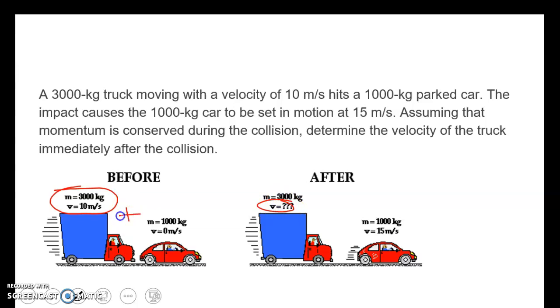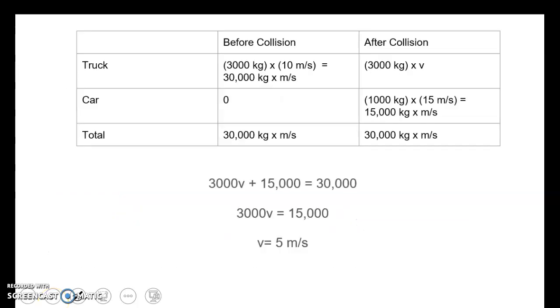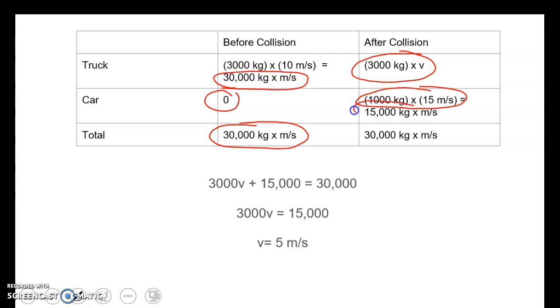Again, momentum before equals momentum after. I make a chart and fill out what I can. The truck's mass times velocity gives me 30,000. The car standing still is 0. 30,000 plus 0 is 30,000. After the collision, the truck, I don't know, so it's 3,000 times whatever velocity. But the car is traveling positive to the right, so it's positive. So I take 1,000 times 15, and I get 15,000. So I know the momentum of the car, but not the truck.